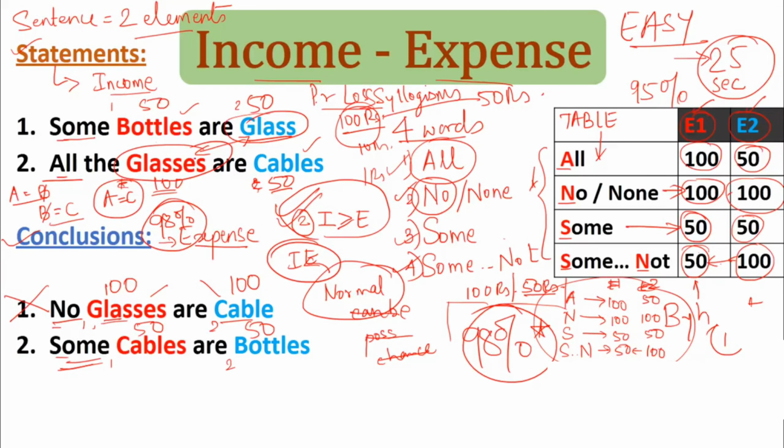Now what to do? Whenever you find one word common in both, check the value of both the words. This glass has 50 rupees, this glass has 100 rupees. Now, at least one of the words must have 100 rupees. Out of these two common words, one should have at least 100 rupees. If both of them have 50 rupees, cancel. We don't want these smaller values. We want at least one to have 100 rupees.